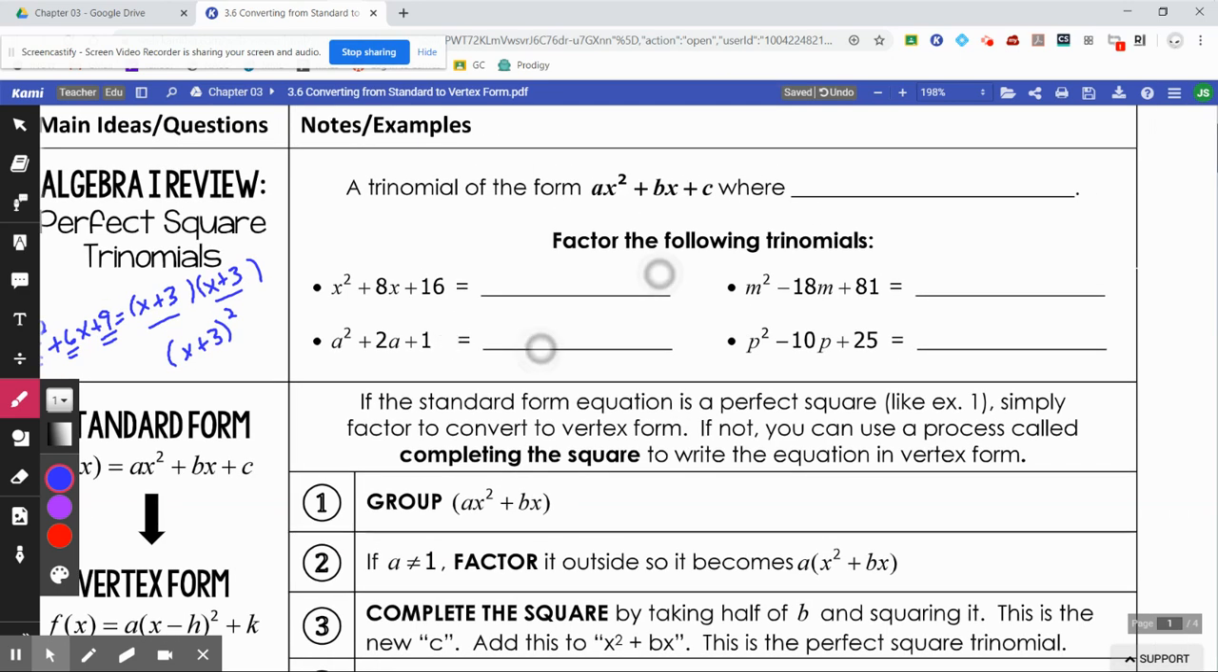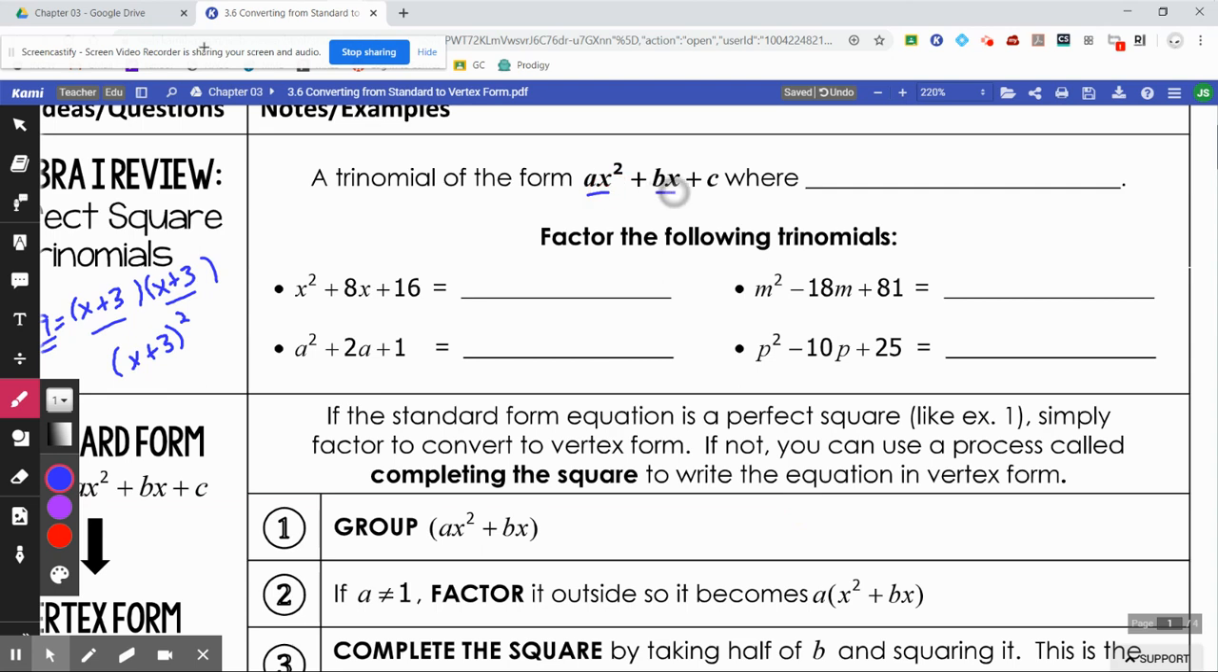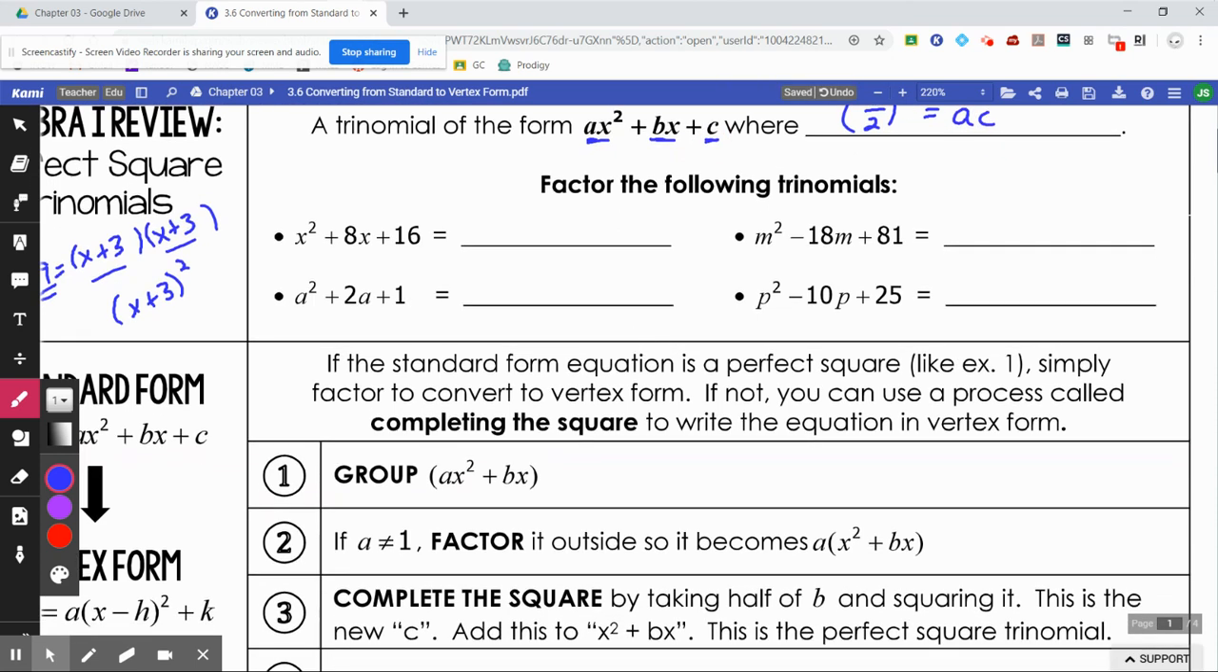So how do we recognize it from the original form, ax squared plus bx plus c? If you can take half of b, or we can write that as b divided by 2, either way, and square it, and it's equal to the exact same thing as a times c, then you have a perfect square trinomial. Let's see here. If I take half of b, which is 4, and square it, does it equal the same thing as 1 times 16? Yes, it does. So when we factor this, it should be a perfect square trinomial.